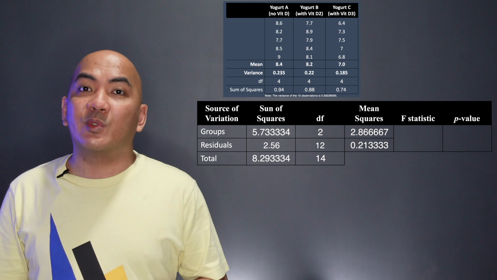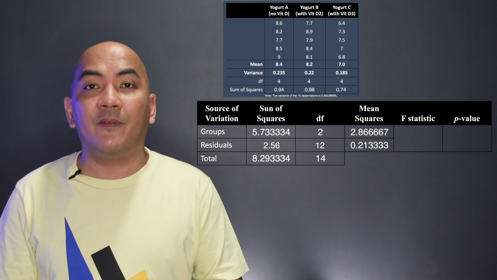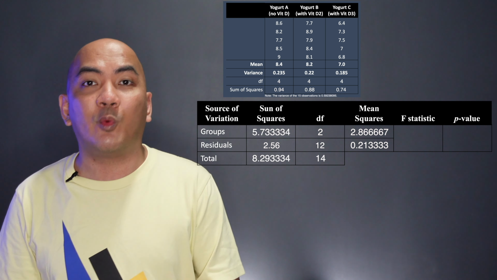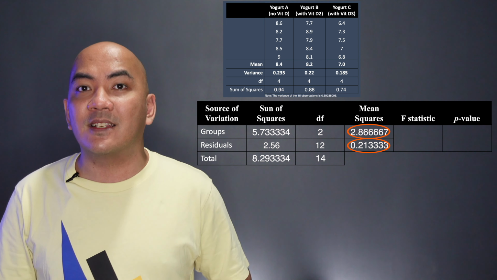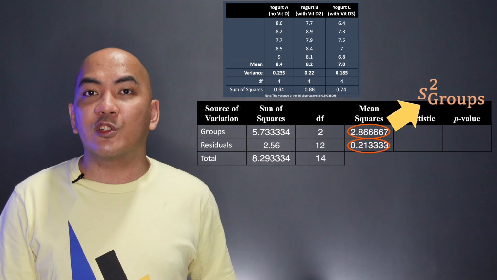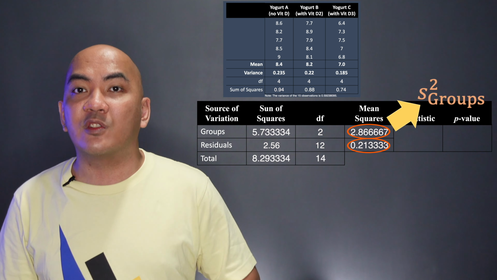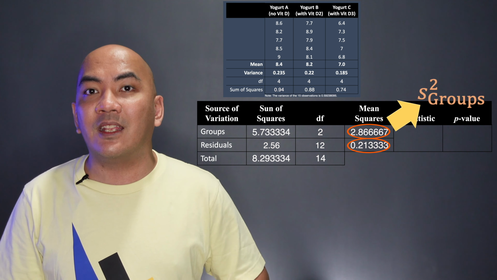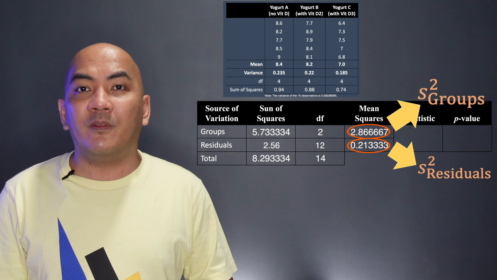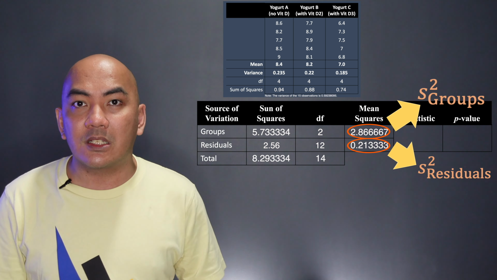So in this context, we just have to remember that the sample variance is also known as the mean squares. Thus, the mean squares of the groups, which is 2.8666667, is also known as the sample variance of the groups. And similarly, 0.2133333 is the sample variance of the residuals.